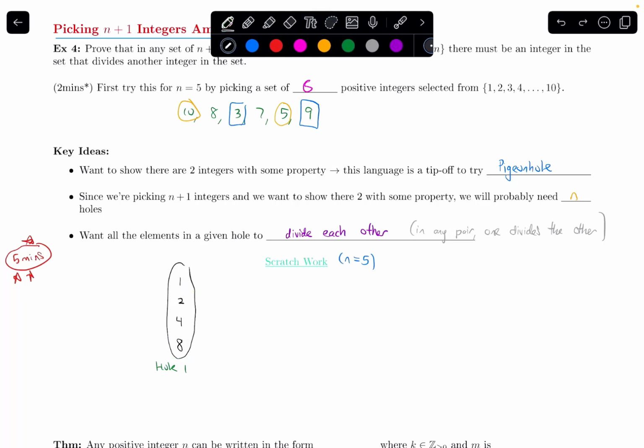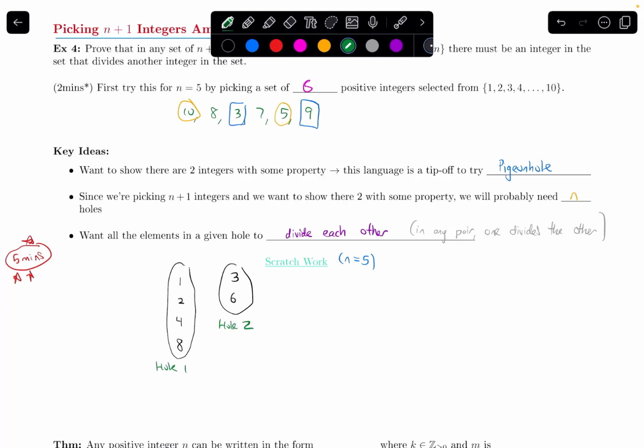So in my next hole, I already have 2 in the first hole, so I don't need 2 in the second hole. Let's start the second hole at 3, and then let's double it to get 6. And then if I doubled it again, I get 12, and that's too big. That would be beyond 10, so I get to stop it. This is going to be hole number 2.